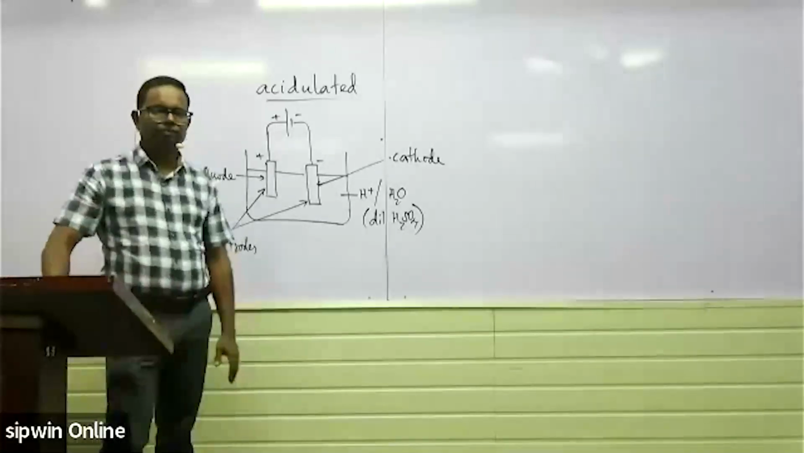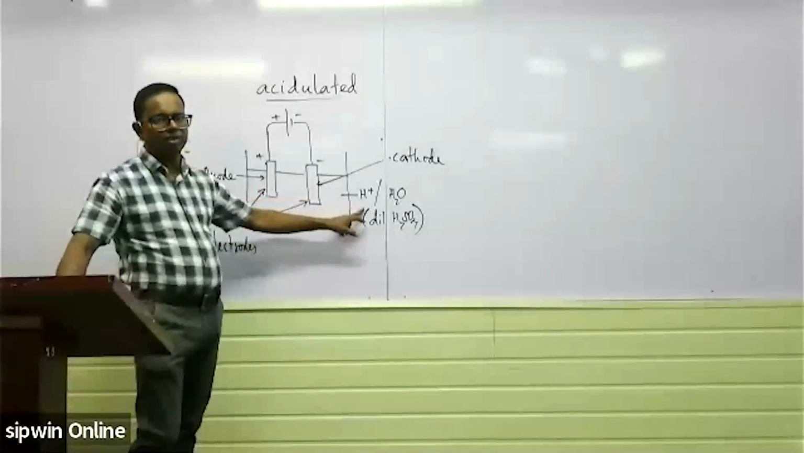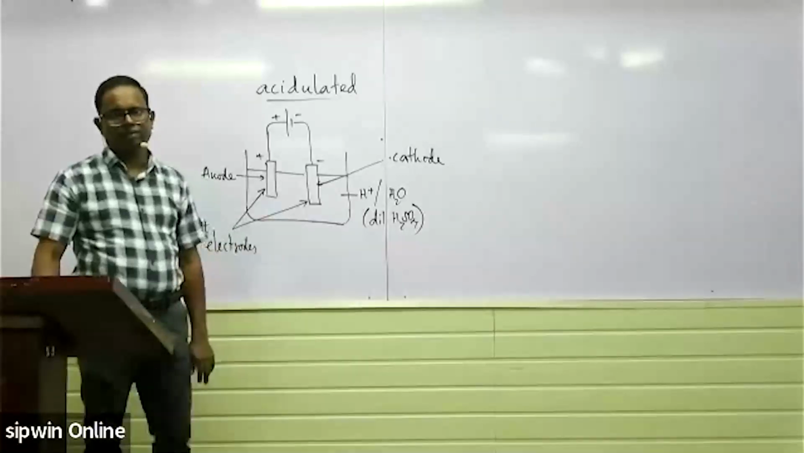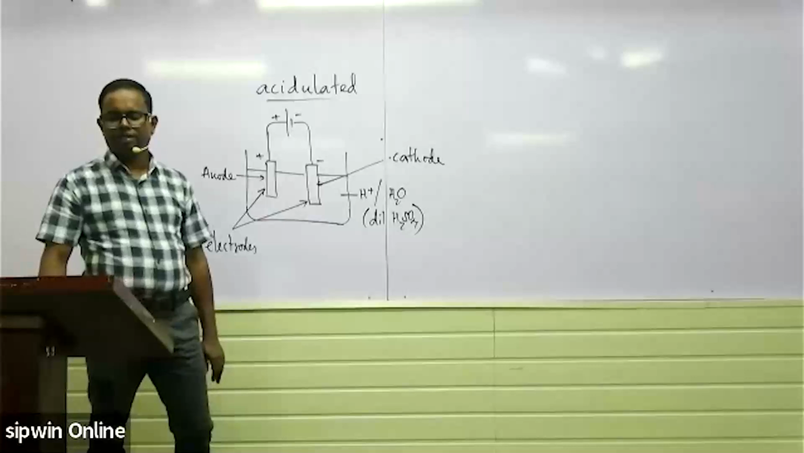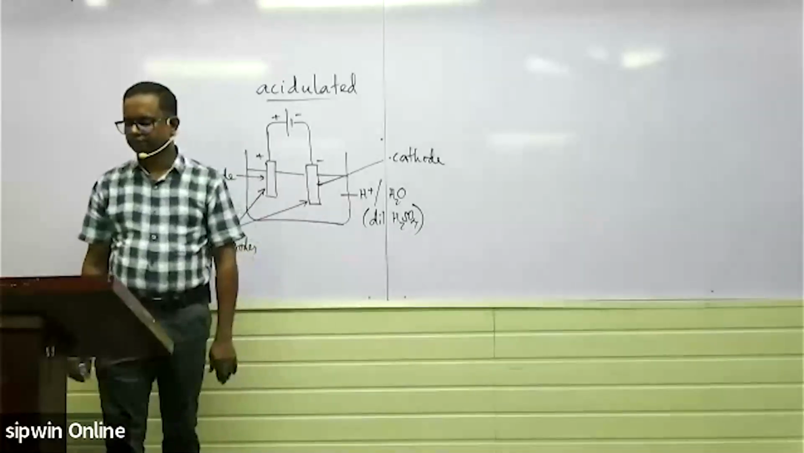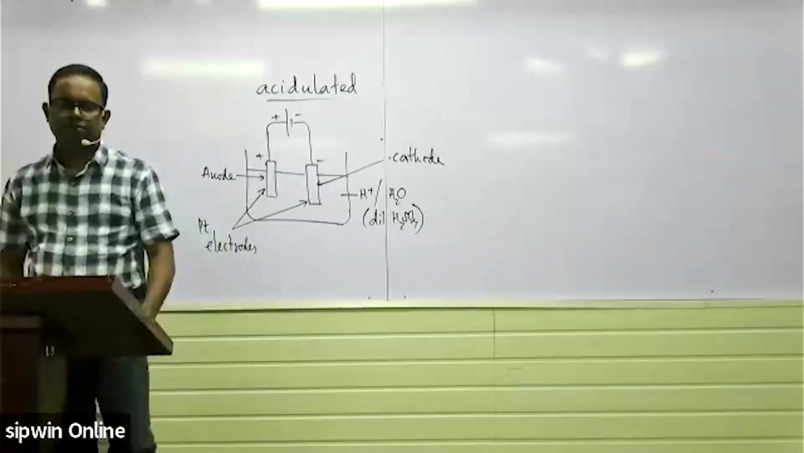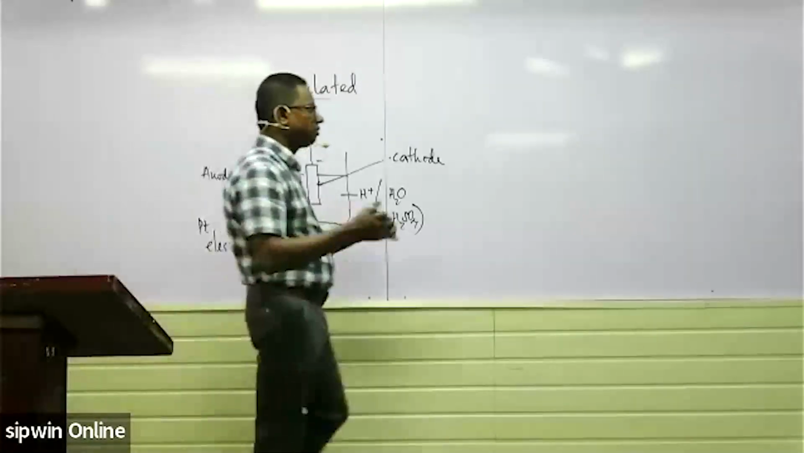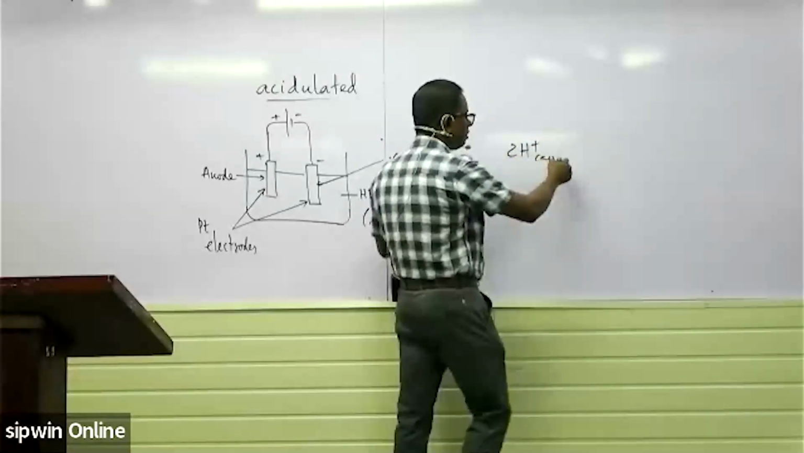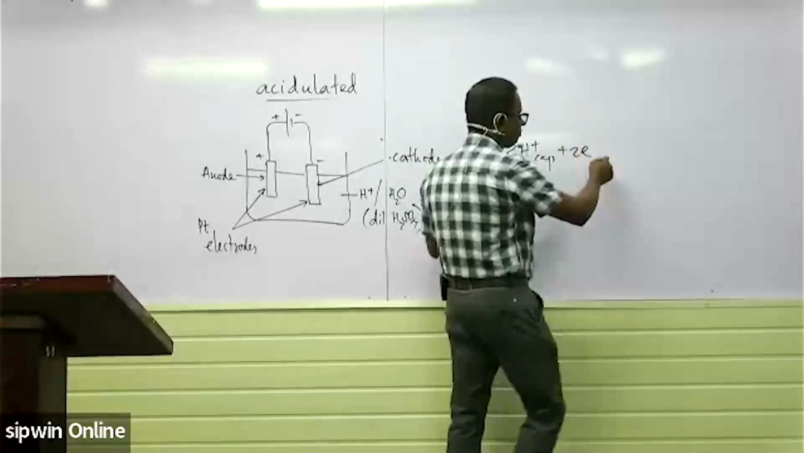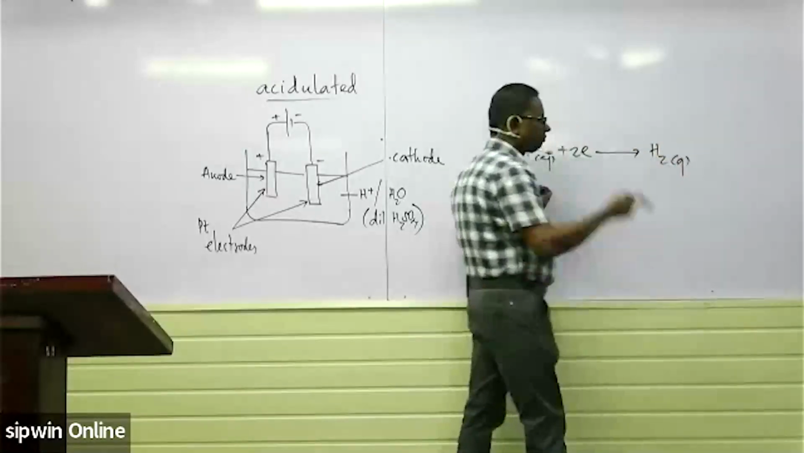Cathode product. In writing that one, now H plus is possible in this medium, therefore we write it with the H plus. Then what is the cathode product? 2H plus take 2 electrons, H2 gas. 2H plus, take 2 electrons, H2 gas.